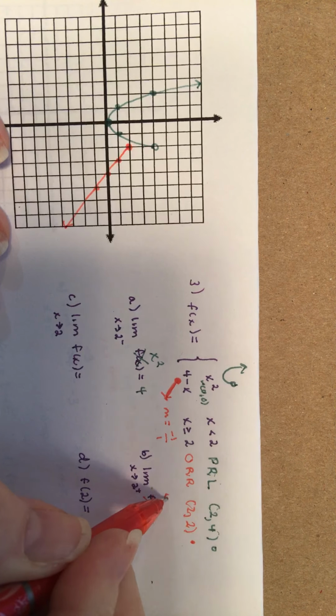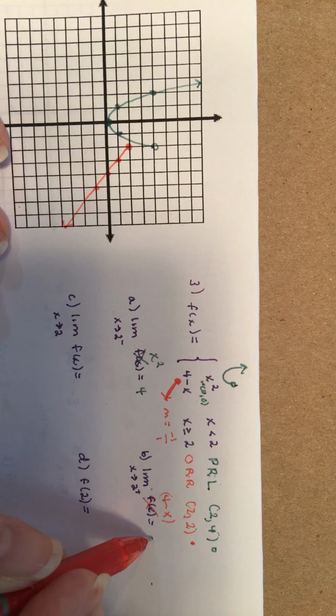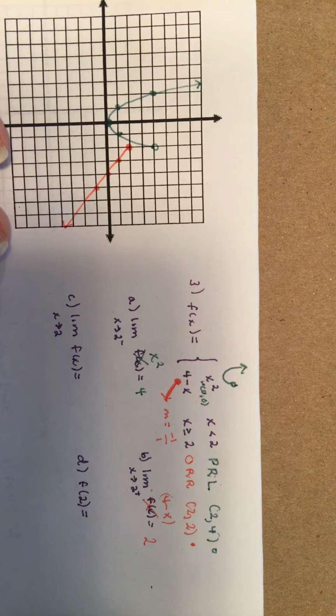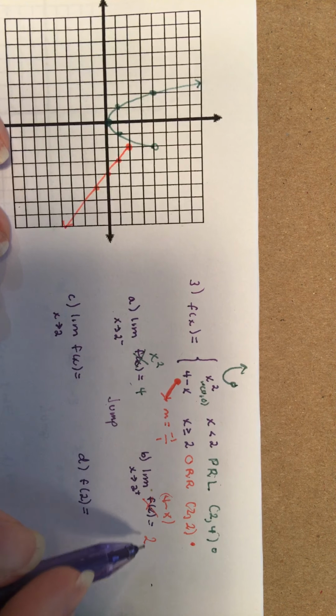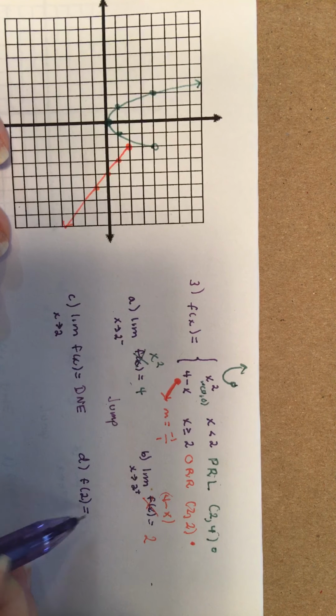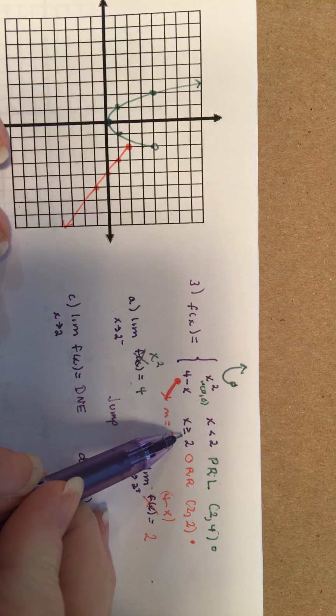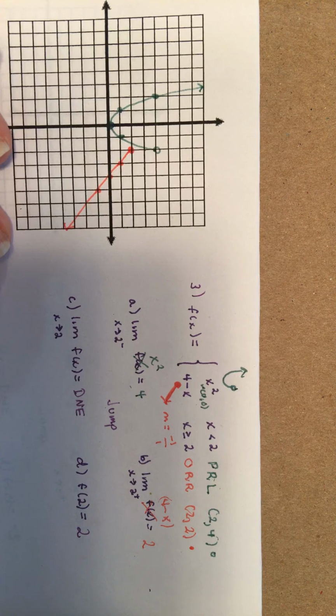And so the actual function here is this. I get 2. Again, I see these numbers are not equal to each other, so I know it's a jump. This doesn't equal that, so it's D and E. And the function value is actually the one at the bottom, which is 2. So this is how you're going to do page 1.